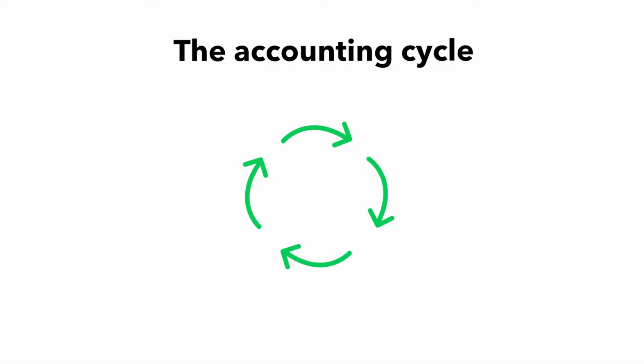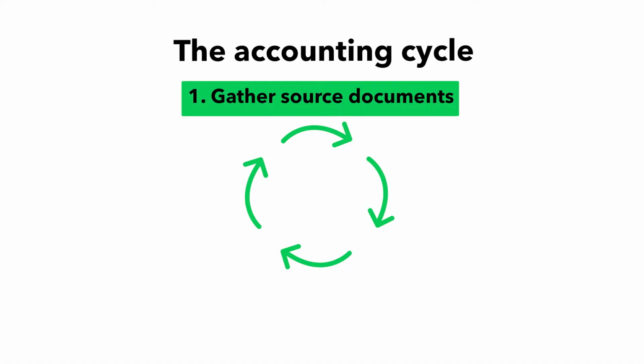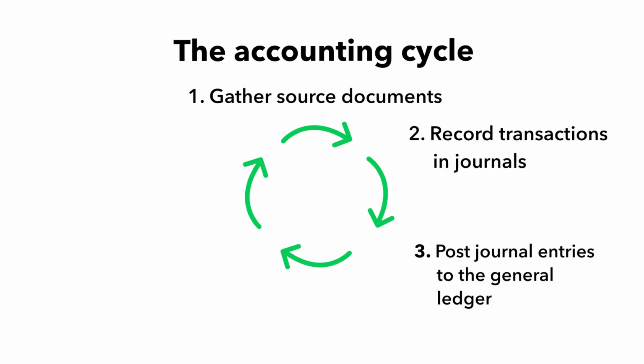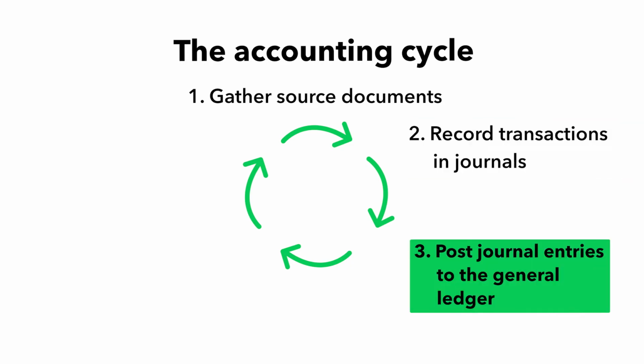Typically, the first stage is gathering source documents, receipts, and invoices. They have a financial impact. Receiving goods increases inventory, but reduces the cash balance. This has to be entered into the accounting system in the general ledger.